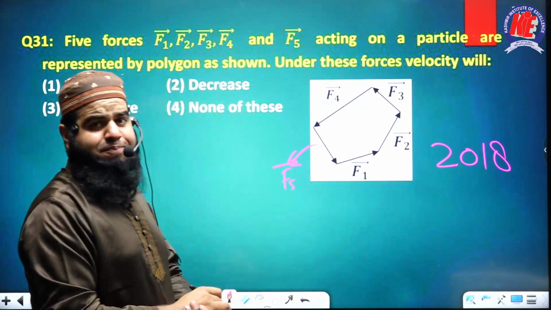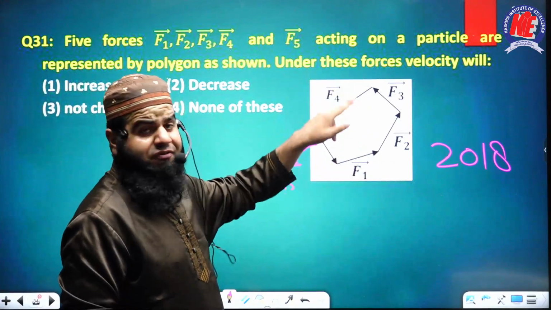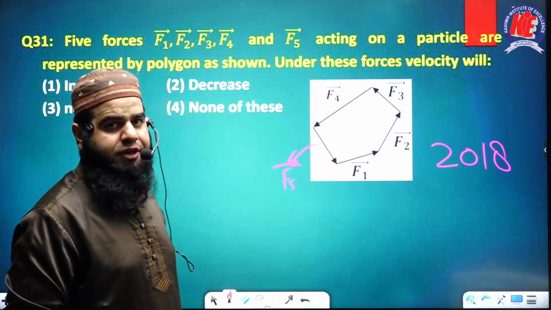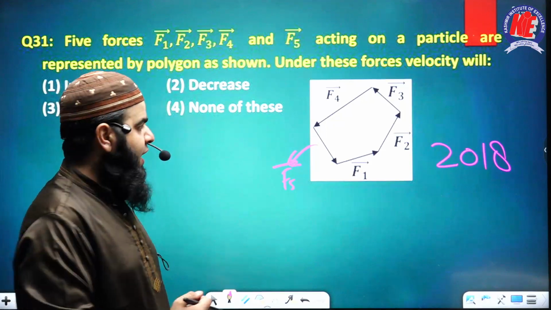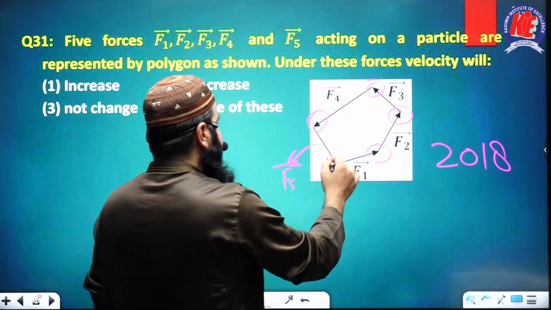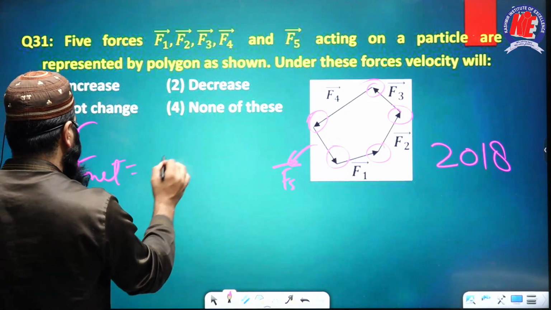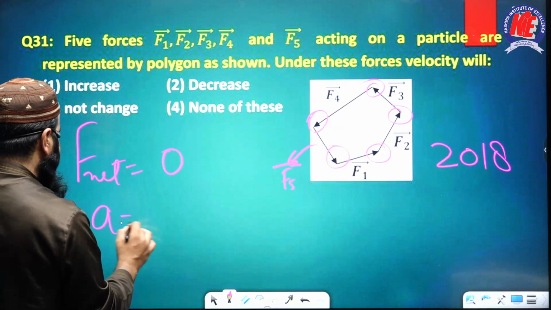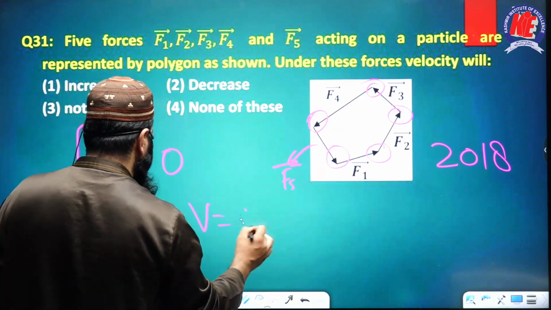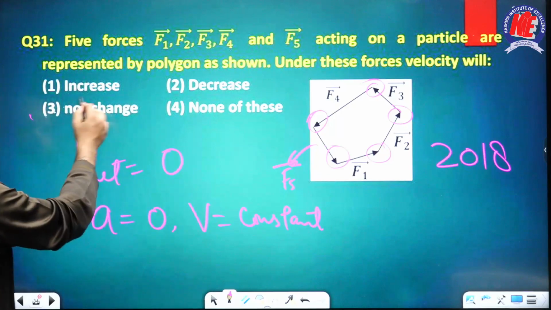तो वेक्टर्स में ही आपको पढ़ाया गया होगा बेटा that if the vectors close a polygon with the same order or same sense of direction, the resultant is simply zero. And how to check the same order? You'll only witness the head-tail combination. So they are in the same order. So the net force in the given situation is going to be zero. When the net force is zero, the acceleration is zero. When the acceleration is zero, the velocity is going to be constant. So it will not change.